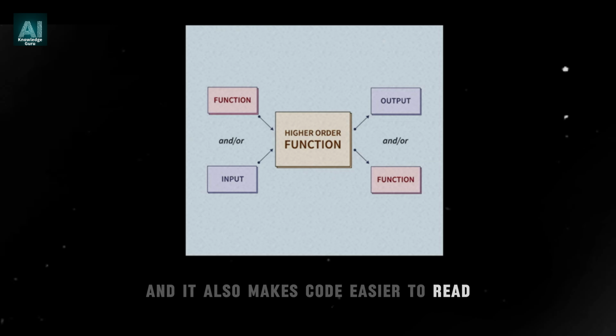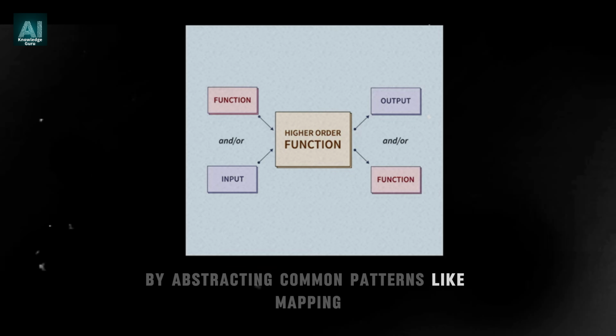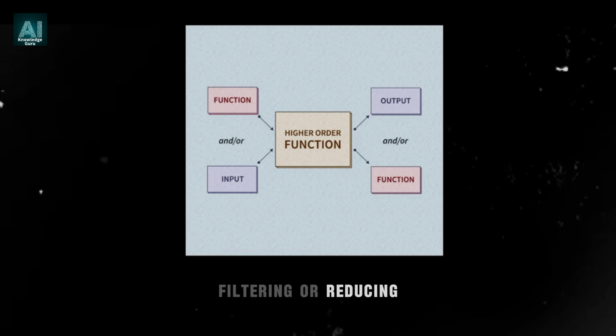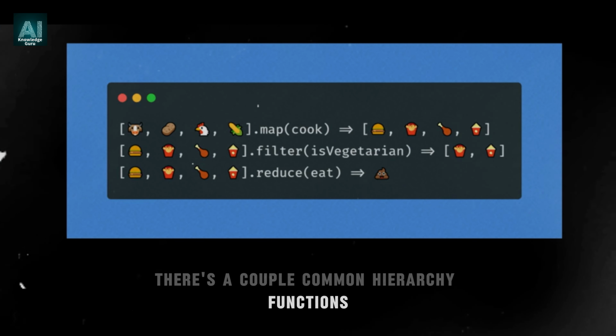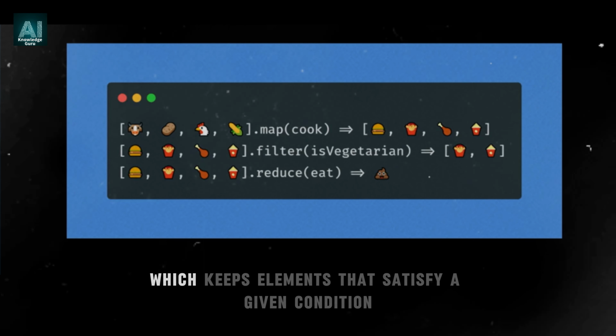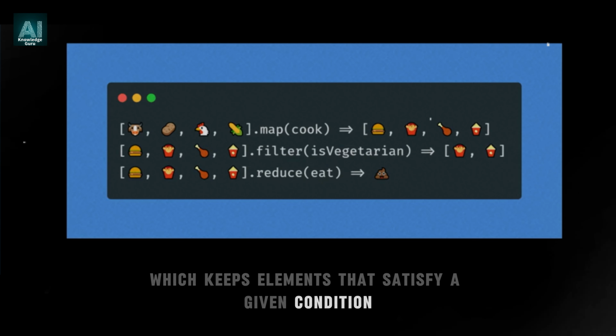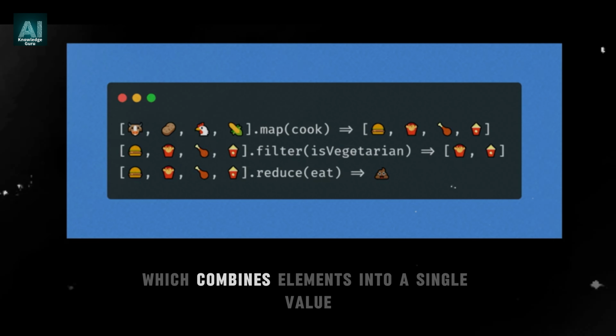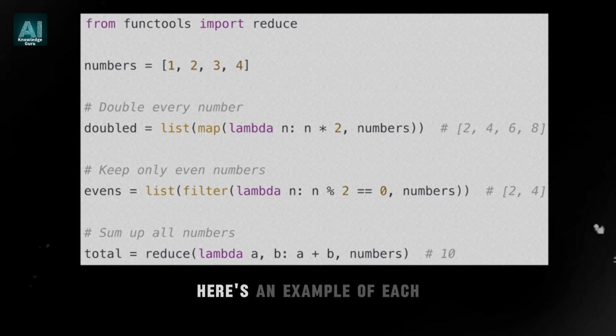The reason we use higher order functions is because they reduce code duplication, and it also makes code easier to read by abstracting common patterns like mapping, filtering, or reducing. There's a couple common higher order functions. We have map, which transforms each element in a collection. There's filter, which keeps elements that satisfy a given condition. And there's also reduce, which combines elements into a single value. Here's an example of each.